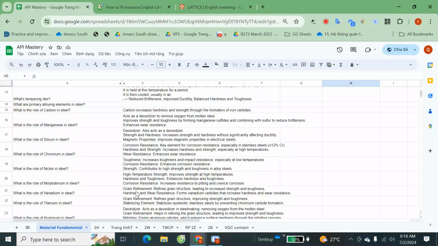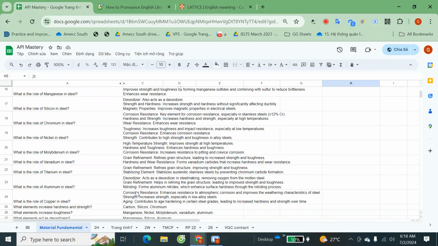What is the role of molybdenum in steel? High temperature strength. Improves strength at high temperatures. Hardness and toughness. Enhances hardness and toughness. Corrosion resistance. Increases resistance to pitting and crevice corrosion.